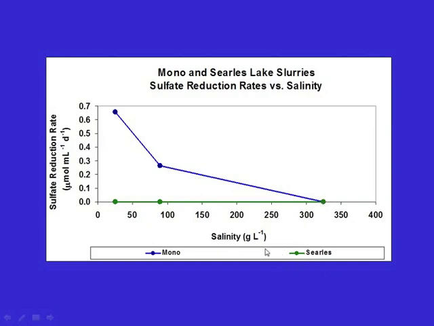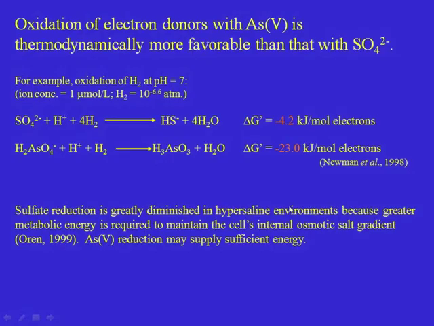We were a little bit surprised to find that in the Searles Lake sediments, we were unable to elicit sulfate reduction from that microbial community even at low salt concentrations. So it seems like either the salt concentrations, or as it turns out, it could have something to do with high borate concentrations in Searles Lake, seems to be more or less completely excluding sulfate reducers from the sediments there. Either they can't tolerate the high salinities or the high borate concentrations.